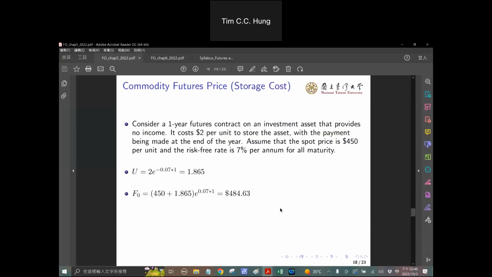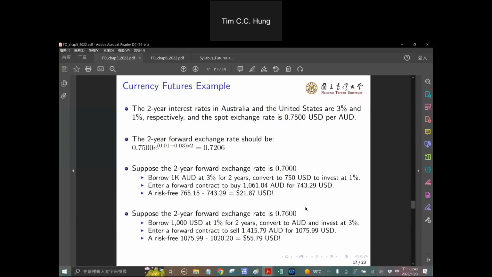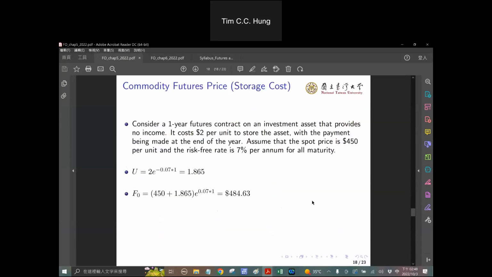So let's move on. Commodity futures price. In the previous situation, we were talking about currency futures. Now let's talk about commodity futures. The concept is very similar to the idea of known incomes. It's just that it's now a negative known income. You know that you need to pay some entities to store these commodities, so we have to take these payments into consideration when we are considering the pricing of such futures.